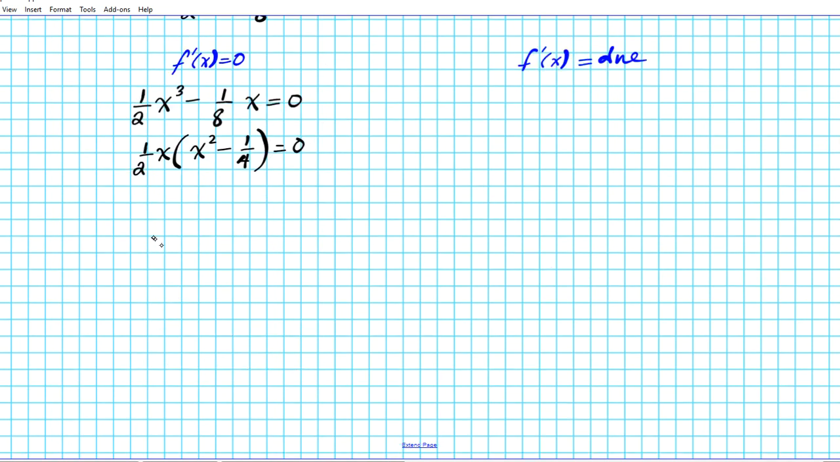We're going to set 1/2 x to 0 and x squared minus 1/4, this quantity, to 0 also. This can simply be solved by multiplying both sides by 2. You just double both sides of the equation, and you have x equals 0. So that's one of the critical numbers. We can factor this or solve and use the square property.